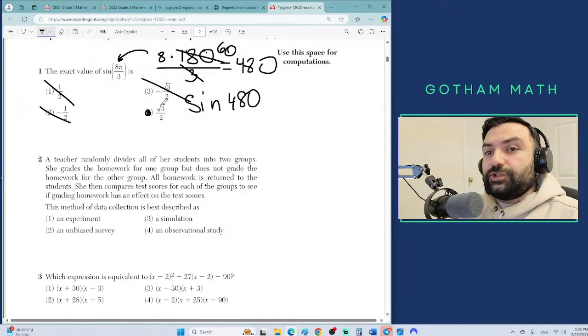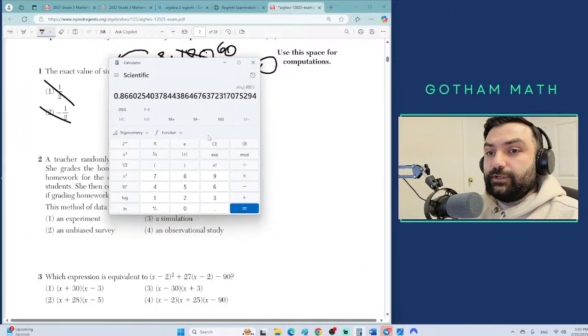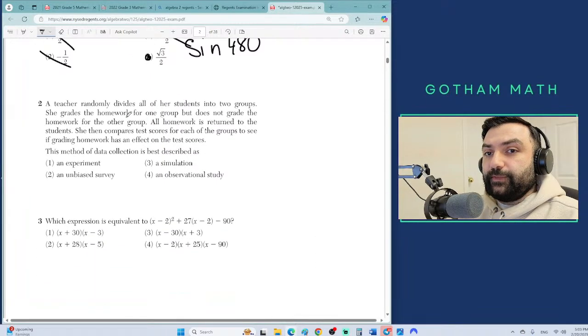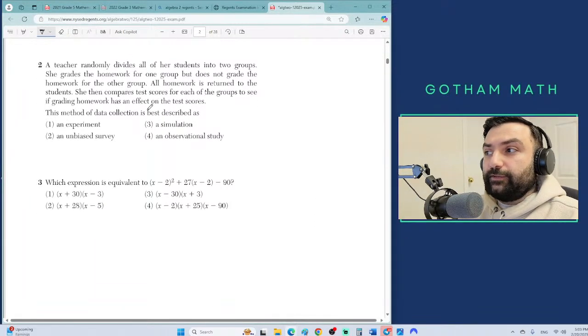You can always check whether it was the square root of 3 or square root of 3 over 2. How? By actually doing the math. This is square root of 3, this is over 2. You see the same answer, which means that it definitely is 4, but we already knew that originally. Okay. Next question.